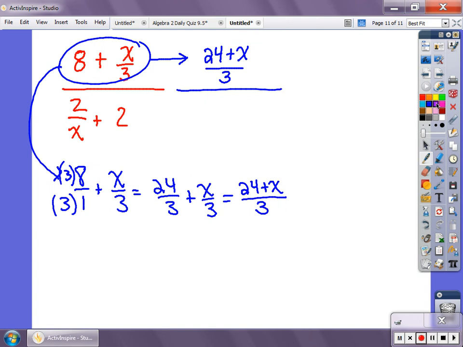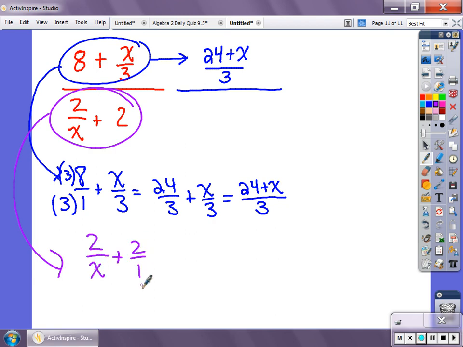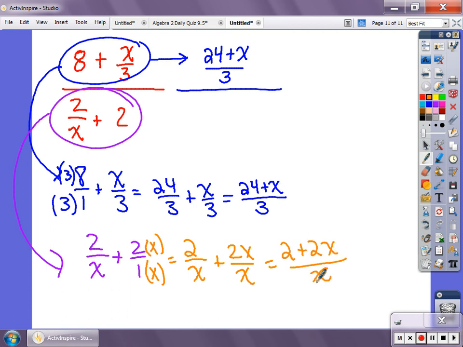Now what we'll do is look at the bottom. 2 over x plus 2, and I'm going to write that as over 1. The common denominator here is going to be x, so I'll multiply by x over x on this side. That becomes 2 over x plus 2x over x, and so that's 2 plus 2x all over x. This gets replaced, 2 plus 2x all over x.